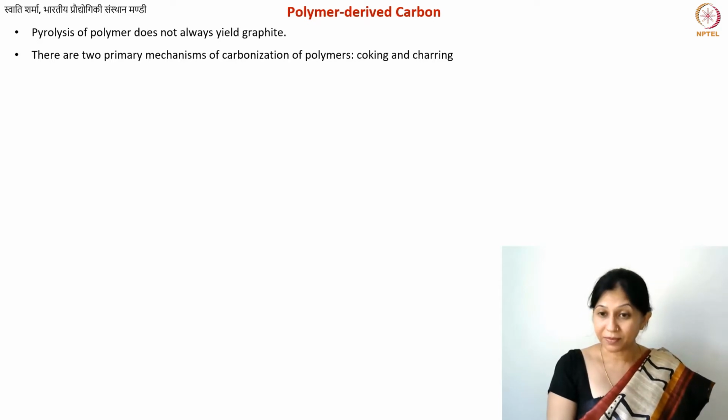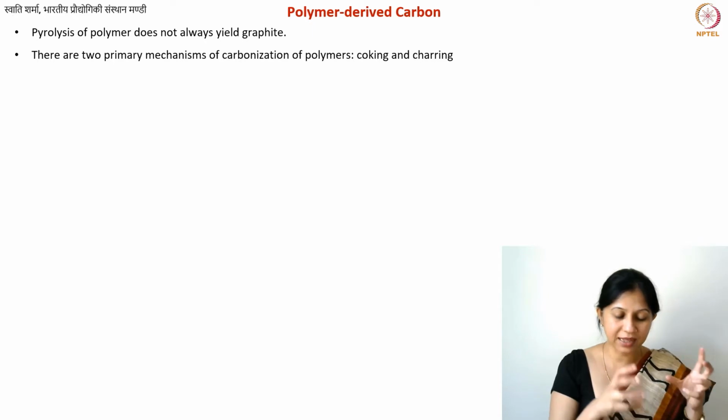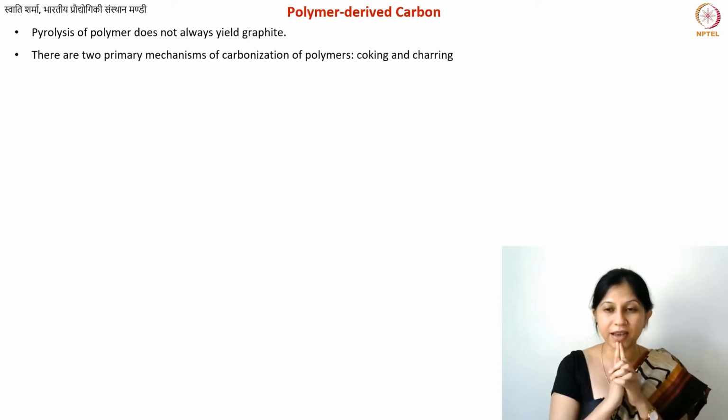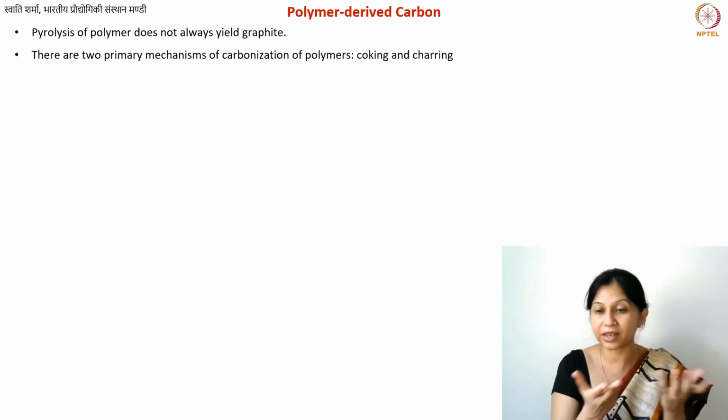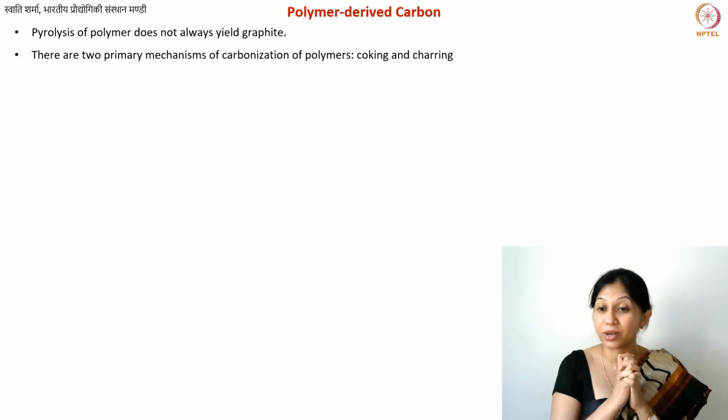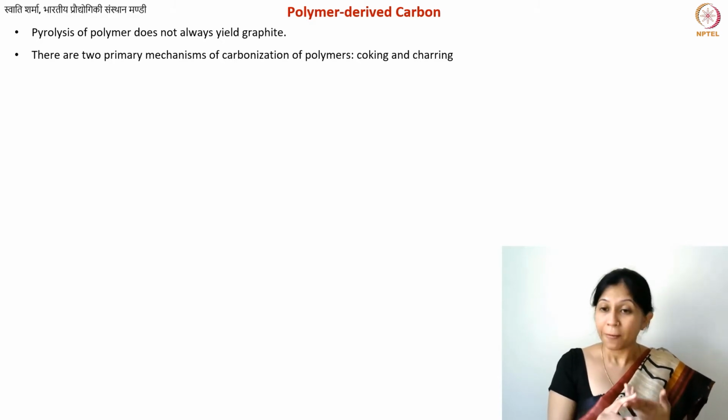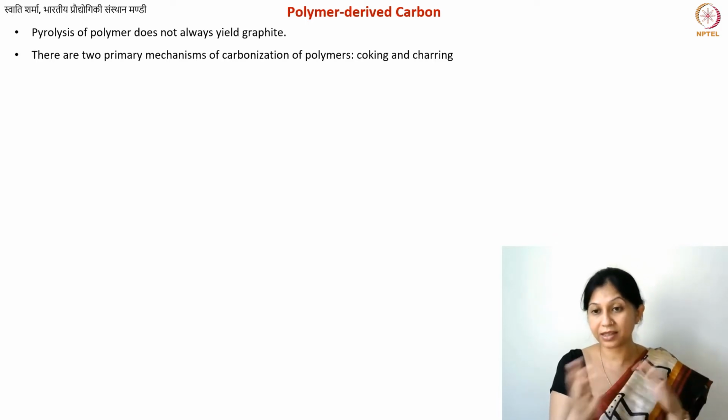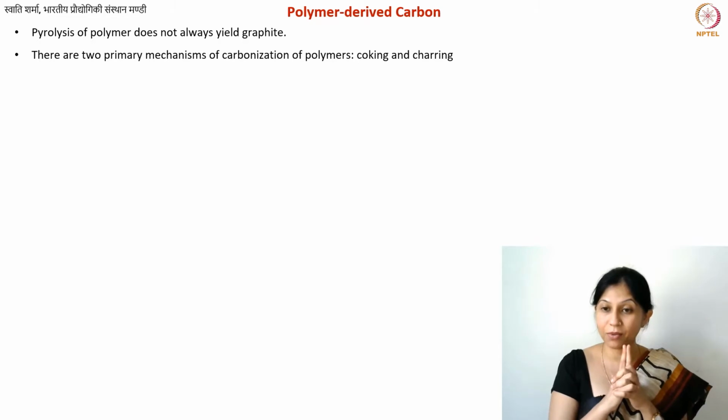Why does that happen? The question is why. If the polymer has some sort of chemical structure, let's say a semi-crystalline kind of layered arrangement, then there is a higher probability that you will get graphite out of it. But sometimes, even with a certain layered arrangement, you don't really get graphite. So why does this happen? Number one, why do you get graphitizing or non-graphitizing carbon? That is number one.